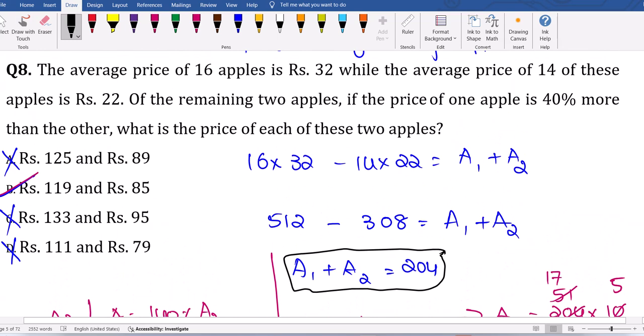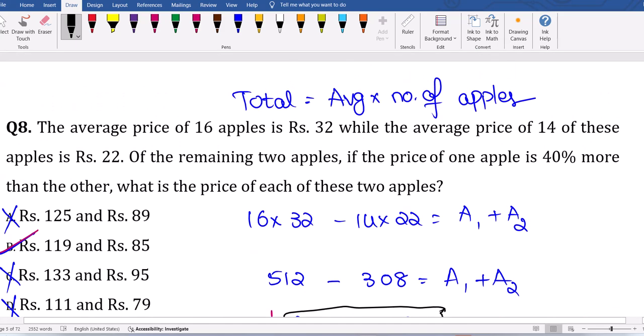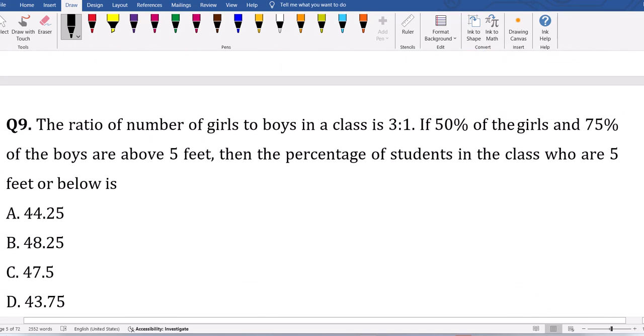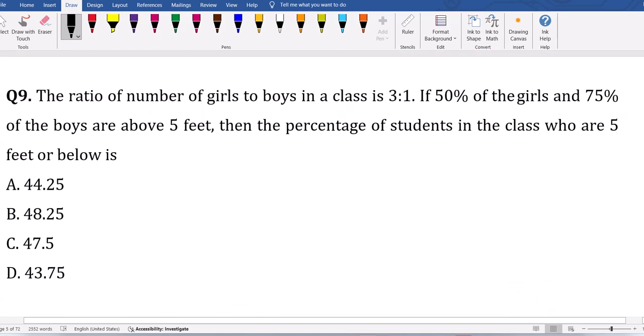To cover more questions in less time, I'm not giving any time for you people to solve this question and read it. I'm displaying the question and explaining directly. That was an averages question, and this one is related to ratio. See this?